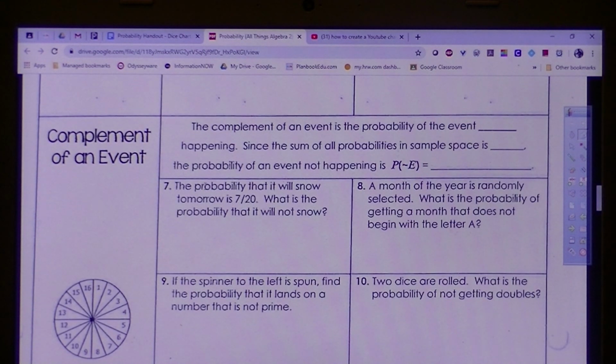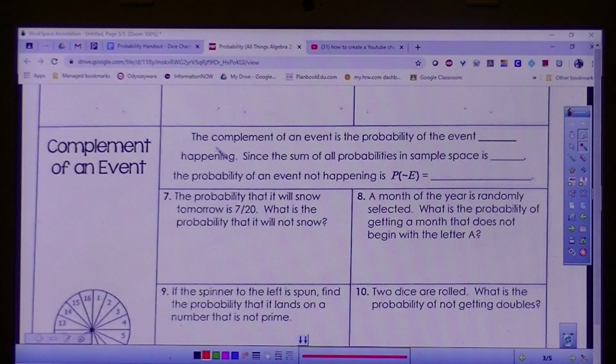So let's talk about the actual definition here real quick. It says the complement of an event is the probability that the event is not happening. What's the probability of the event not happening? Since the sum of all possibilities in the sample space is 1, the probability of an event not happening is P of squiggly E. So that just means the complement. Also, what we can do is say 1 minus the probability of it actually happening. So if we subtract that off of 1, that'll give us what's left. Okay?